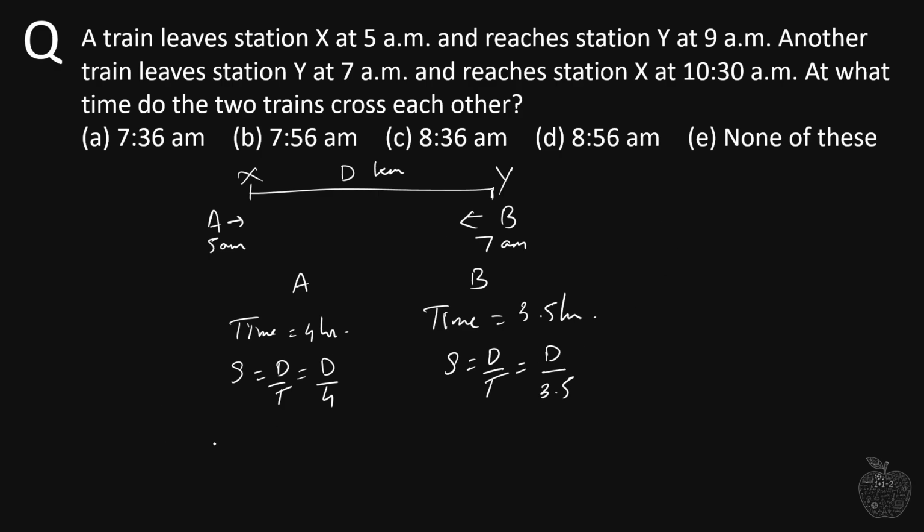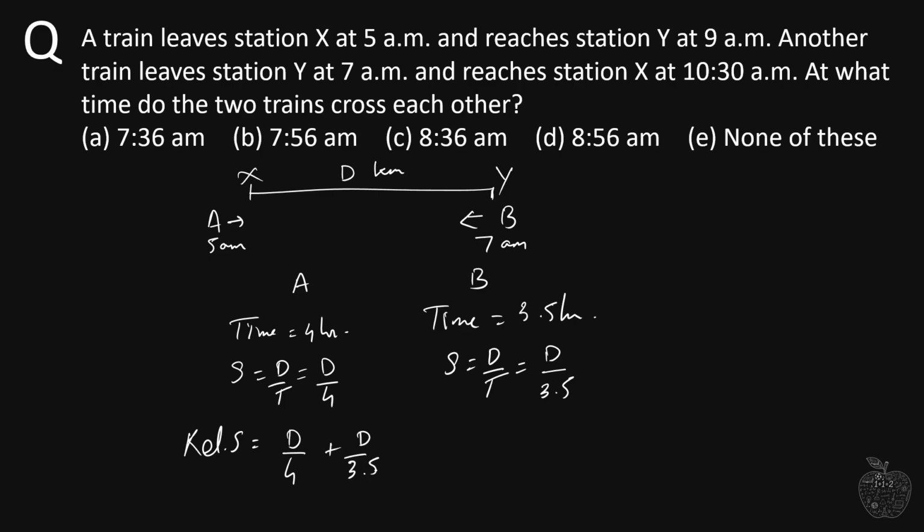Now let's calculate the relative speed here. Whenever two objects or two trains approach each other, moving towards each other, we add the speed of both the objects in order to get the relative speed. Similarly in this case, we know that two trains are approaching each other. So in order to get the relative speed, we add the speed of both the trains. Here the speed of A is d by 4 and the speed of B is d by 3.5.